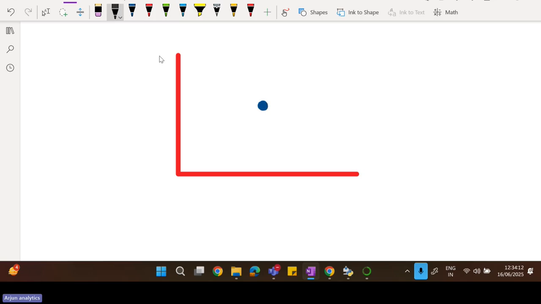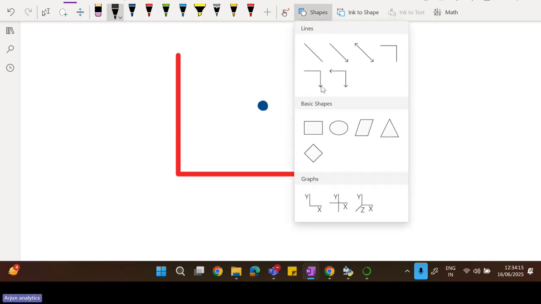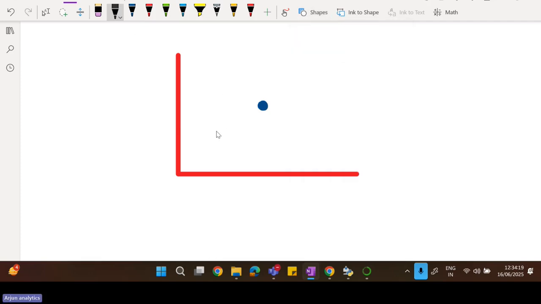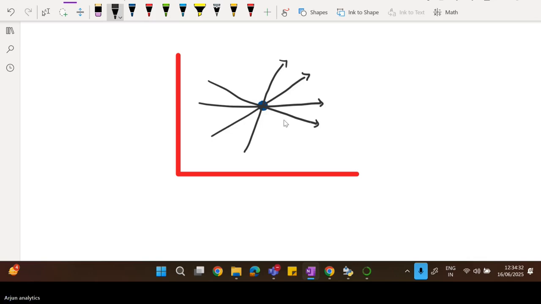There can be n number of lines. Now you can see it. A line may go through like this, or a line may go through like this, or like this, or like this, or like this. So there can be an infinite number of lines that can go through a single point.